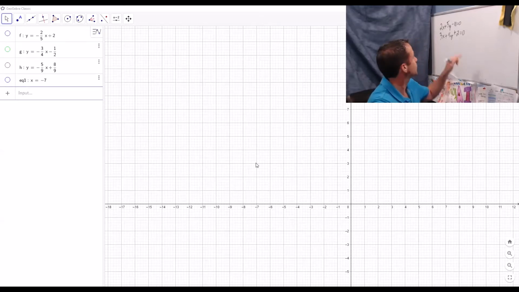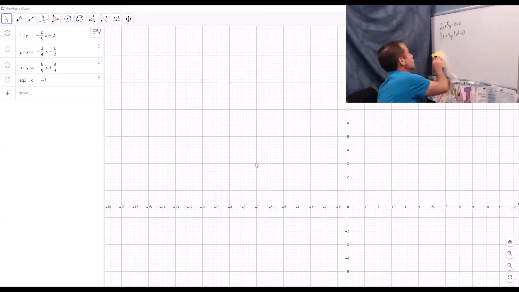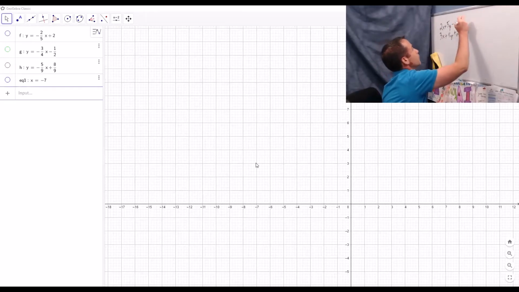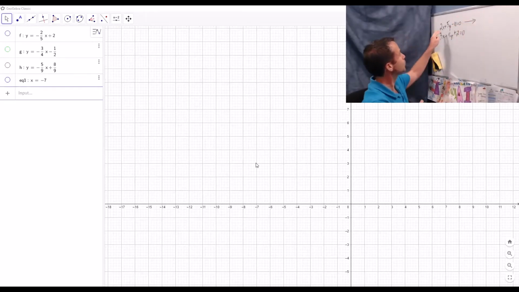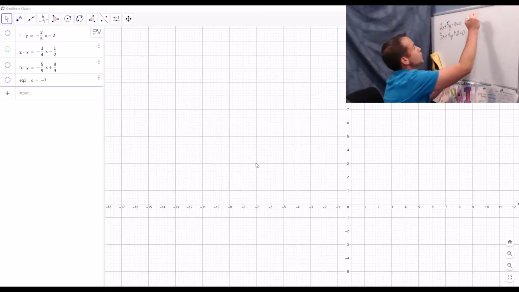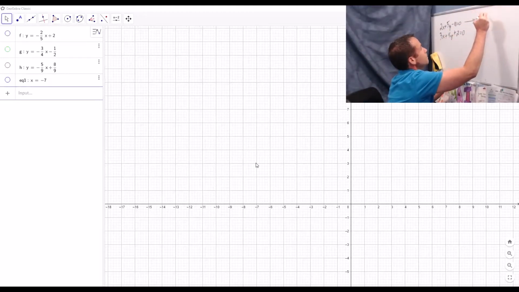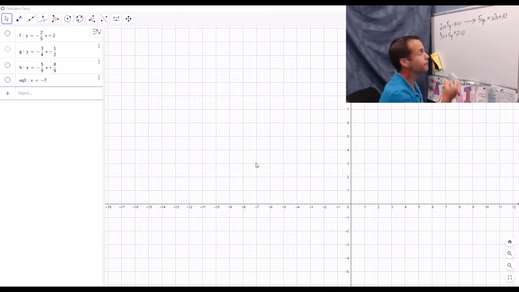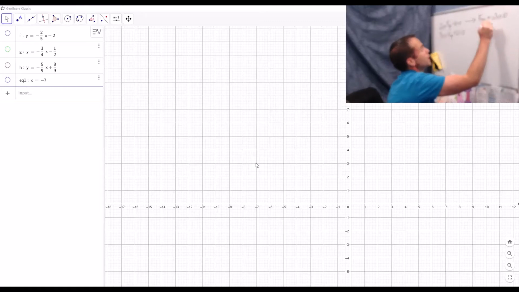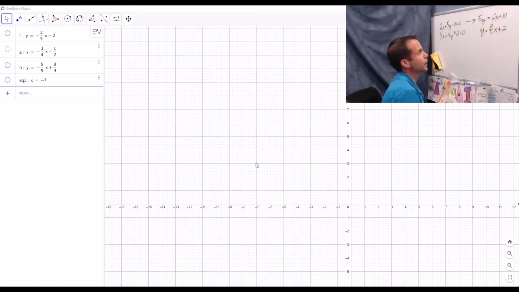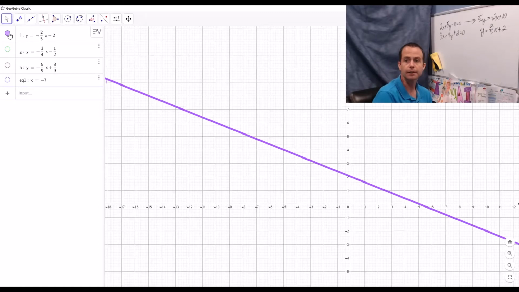So we're going to take this one and write it in terms of y equals. I'd have to bring my 2x over, and I'd have to bring my negative 10 over, so that would be 5y equals negative 2x plus 10, and then I'd have to divide everything by 5, so I'd have y equals negative 2 over 5 x plus 2. Okay, so now if I graph that, that one would look like this, negative 2 over 5 x plus 2.